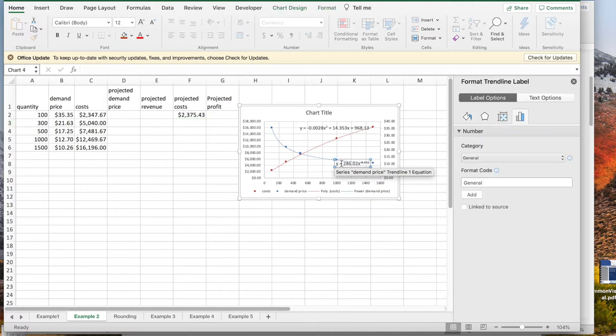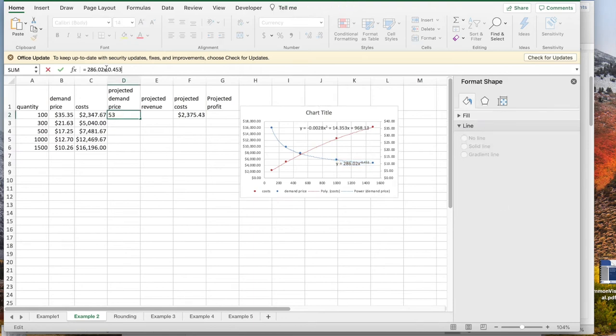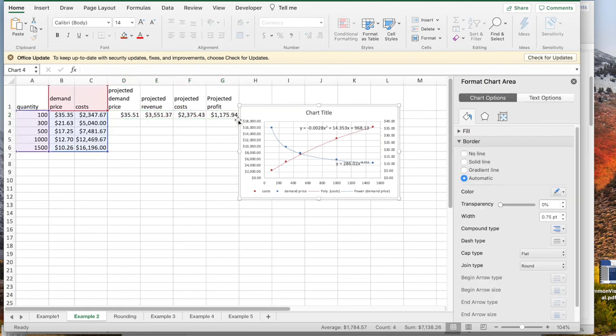Similarly, I'm going to look at my demand price, and that's a power function. And it's times a2 to the power of minus 0.453. My projected revenue is always my projected price times my quantity. And my projected profit is always my projected revenue minus my projected cost. I'm going to take this and copy down to fill in the table.